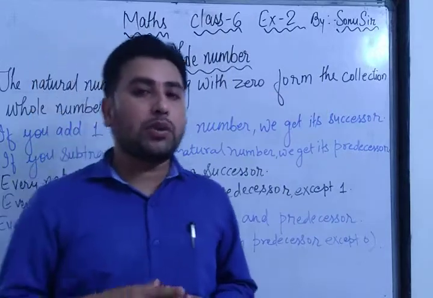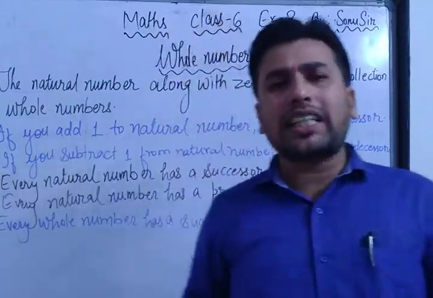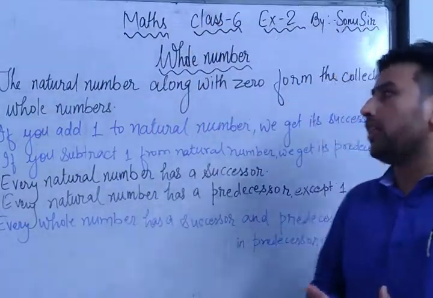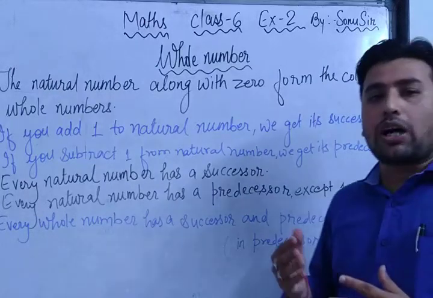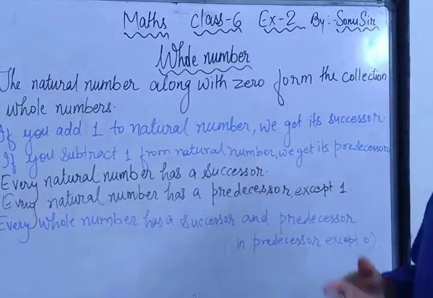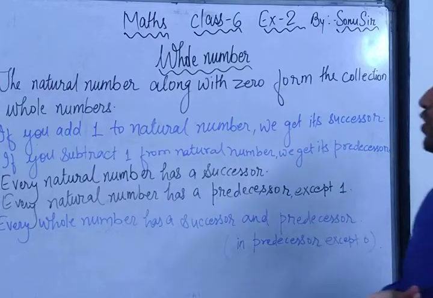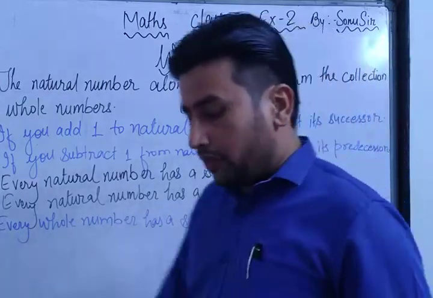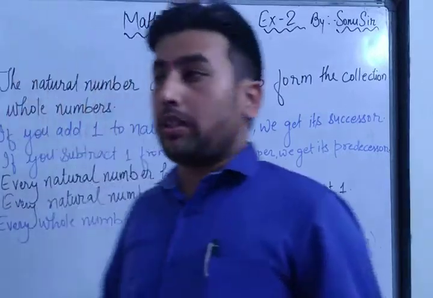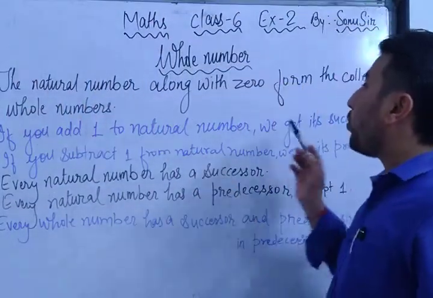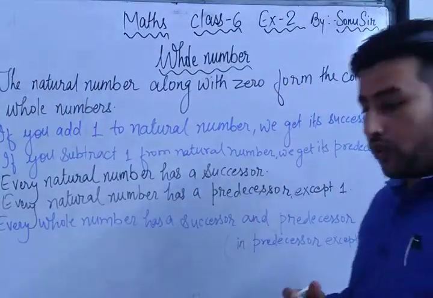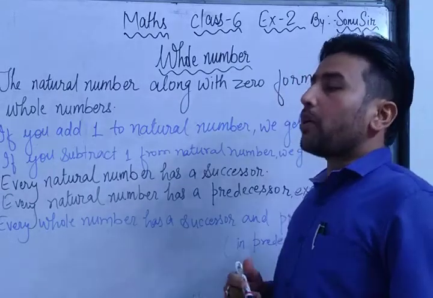First of all, can you tell me what is a natural number? A counting number is called a natural number. Whatever numbers you are counting, that is called a natural number. The natural numbers along with zero form the collection of whole numbers. Whenever you are talking about any natural number, the natural numbers along with zero form the collection of whole numbers. Means natural number is what?